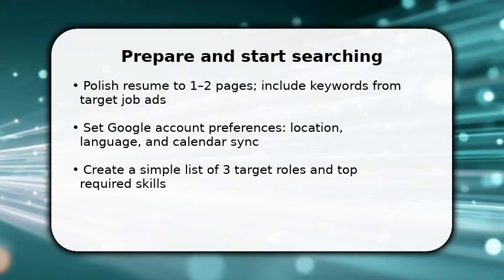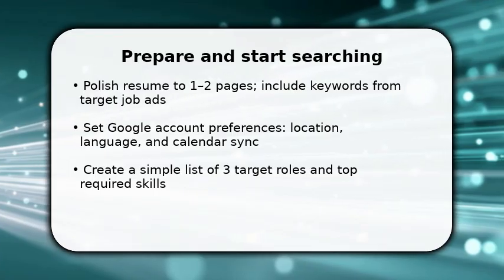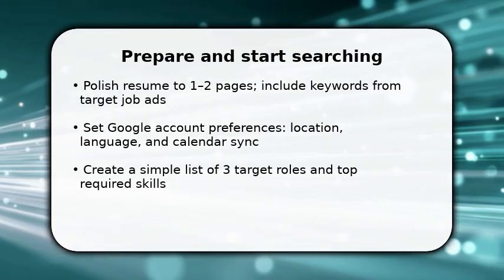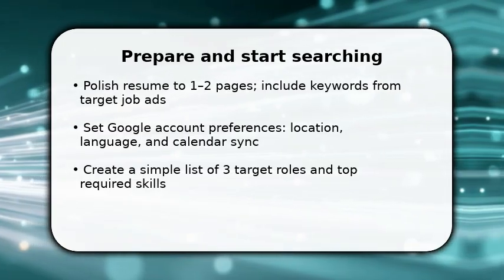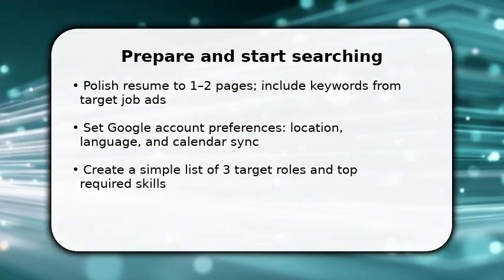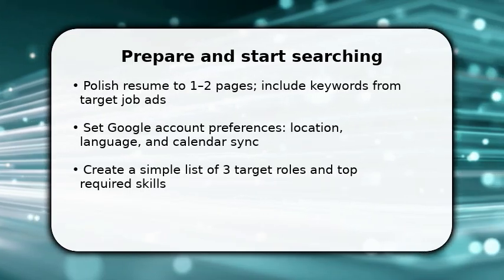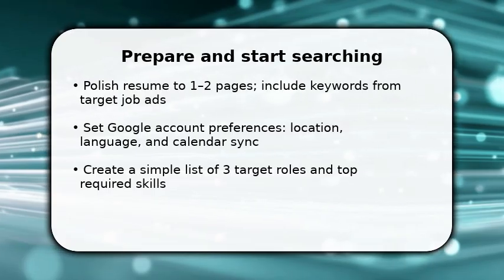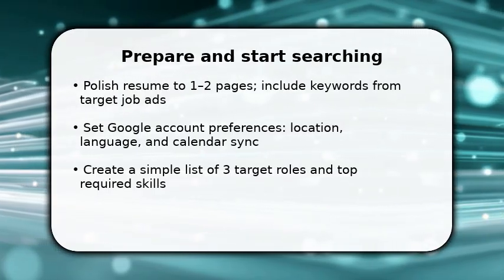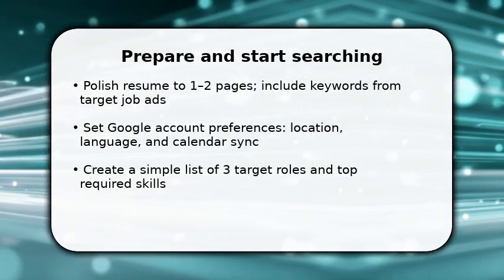You begin by aligning essentials so searches return relevant openings. Upload a keyword-optimized resume. Google will match terms to job listings. Once done, set your location and language in Google account settings so results reflect nearby roles. Make a short list of 3 target roles and the exact skills each requires. This reduces noise and speeds action.